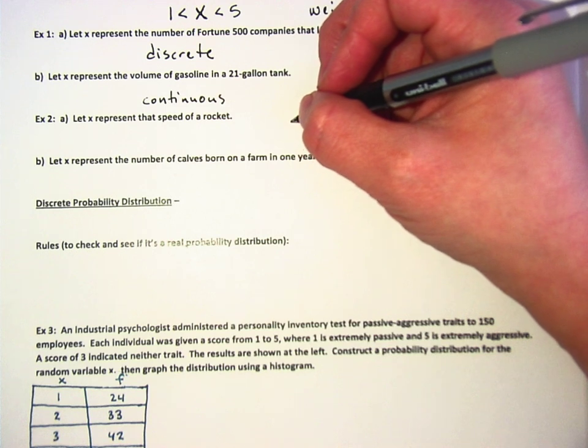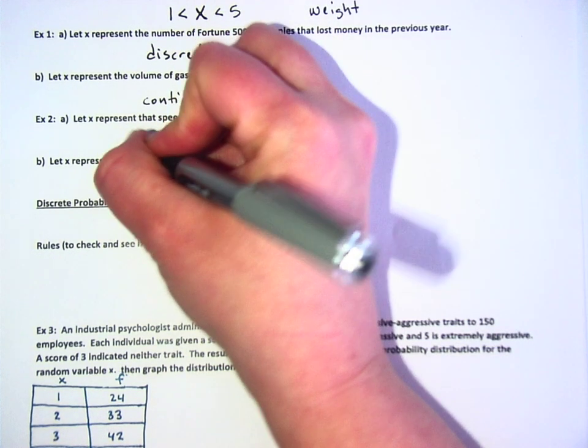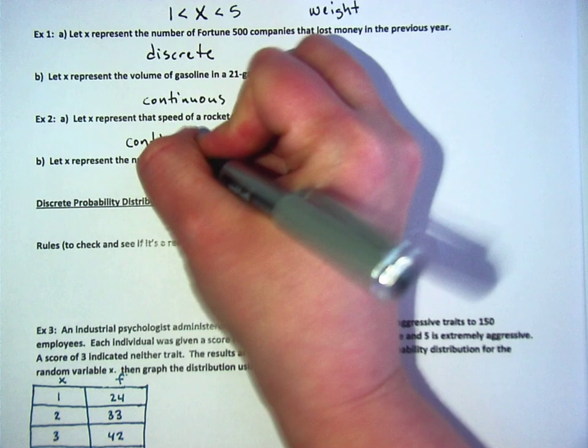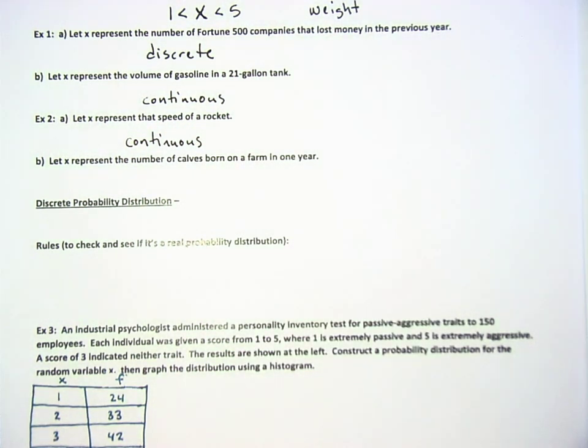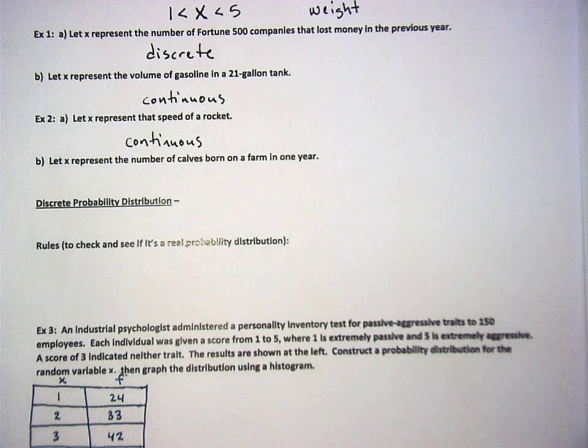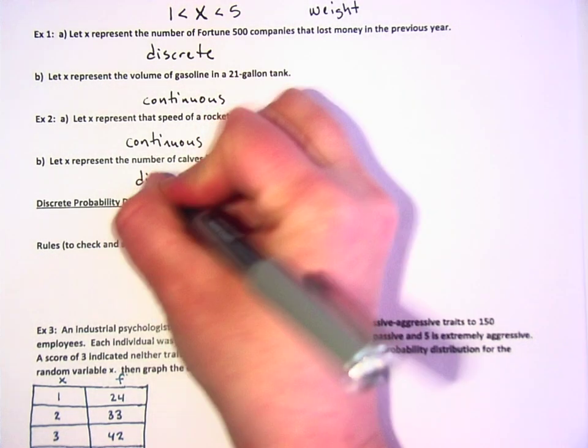Example 2A would be continuous. Agreed? Why? That would be continuous because the speed of the rocket can be very exact. Yes. And then example 2B would be discrete, because you can't have half a cat.